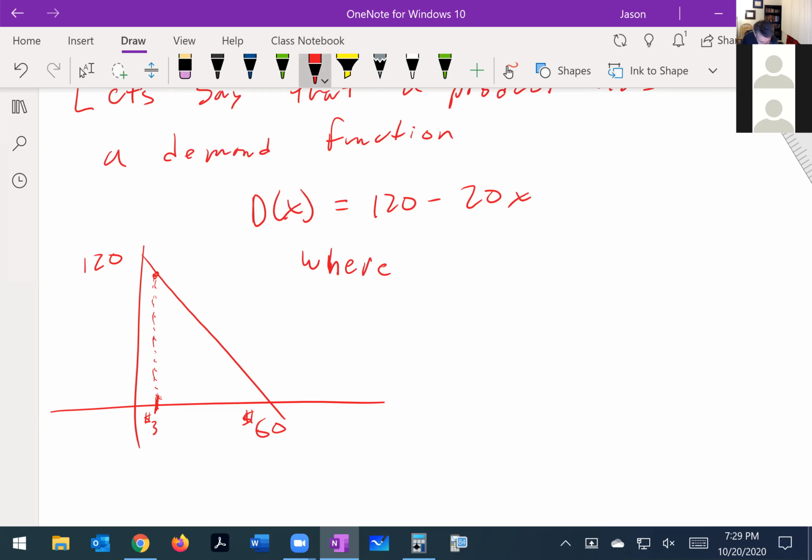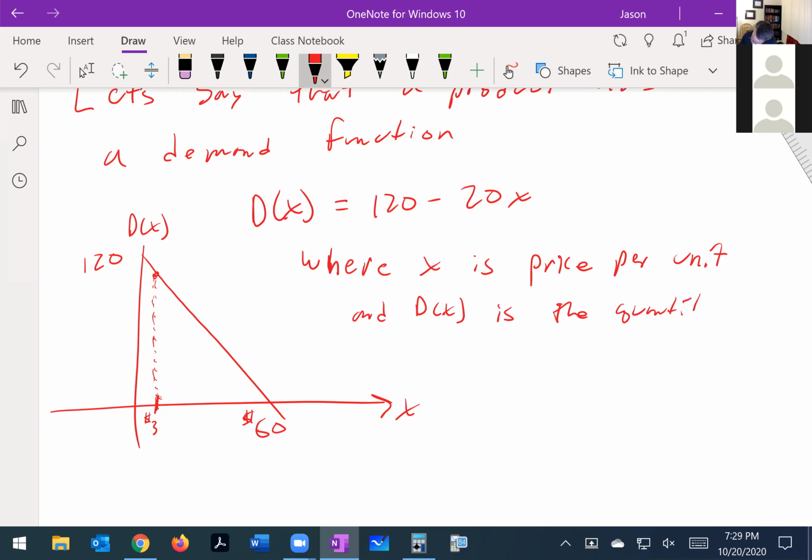Okay, X is the price per unit. Okay, that's where X is. X is the price per unit. And D of X is the quantity that will be sold. D of X, here, is the quantity sold.